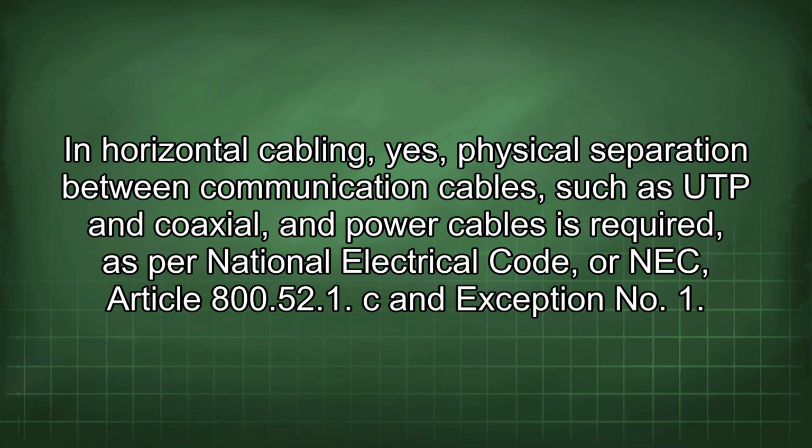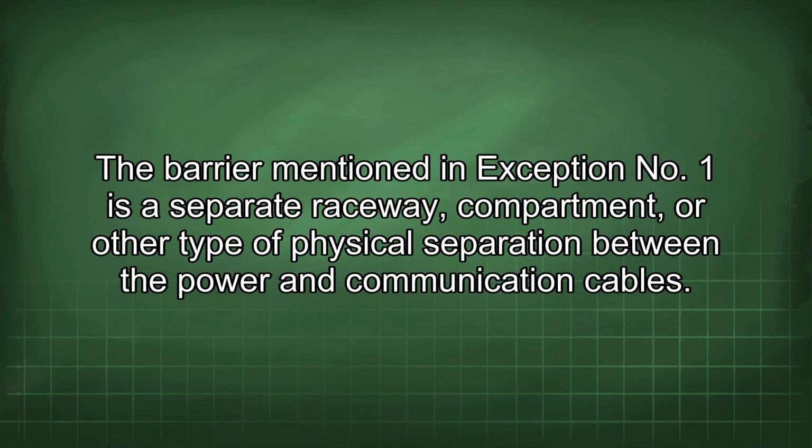Horizontal cabling, yes, physical separation between communication cables such as UTP and coaxial and power cables is required as per National Electrical Code, or NEC, Article 800.52(1). See Exception No. 1. The barrier mentioned in Exception No. 1 is a separate raceway compartment or other type of physical separation between the power and communication cables.